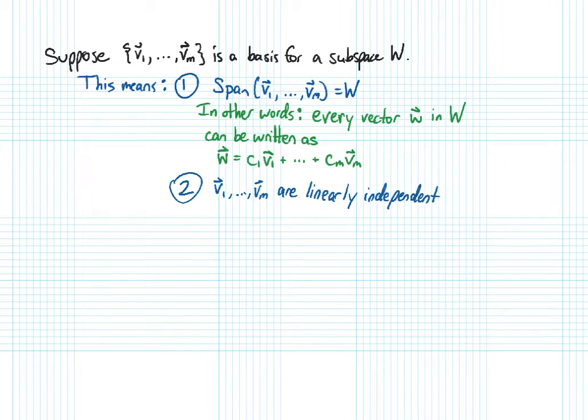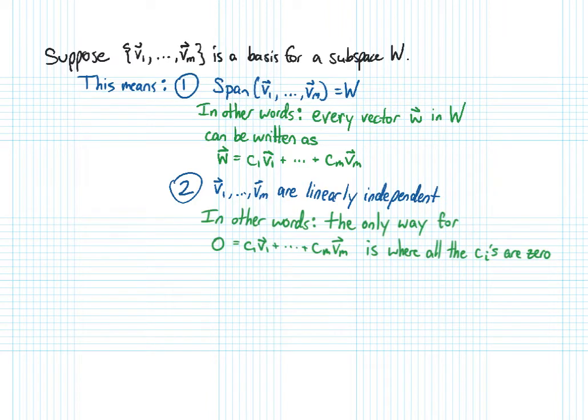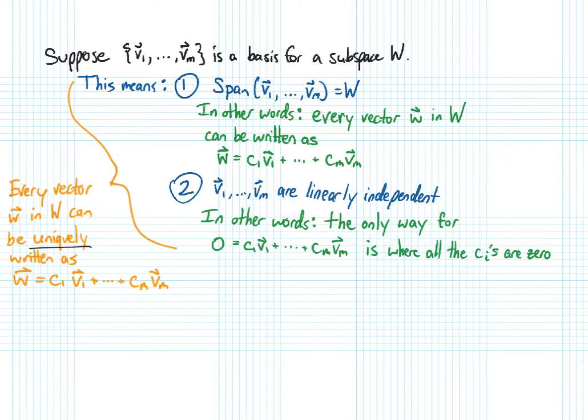And then the second thing that has to be true for the vectors to be a basis is that they have to be linearly independent. Another way to describe what it means to be linearly independent is to say that the only way to get 0 as a linear combination of the vectors is if all of the coefficients, the ci's, are equal to 0. Now there's a nice characterization that combines both of these things together into a single statement. And that's to say that every vector in W can be uniquely written as a linear combination of the basis vectors. So why is that?